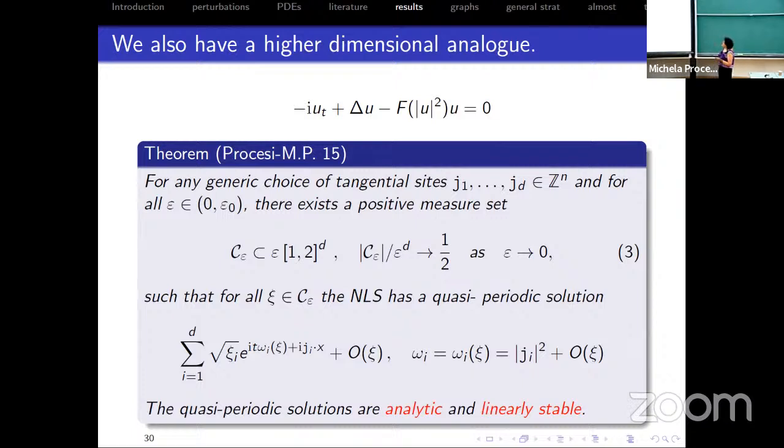Now, again, you can produce a generic choice of tangential sites, J1, ..., JD, in the Fourier space, which is Z to the n. And then you can find a quasi-periodic solution, which is a linear solution plus a small correction. And the linear solution is supported on J1, ..., JD. And again, the actions, so ξ1, ..., ξD, the amplitudes of the linear solutions, should live in a Cantor set, which is in a small ball in your parameter space. The only difference is that here, instead, the asymptotic measure goes to 1/2 instead of 1. But this is a rather technical reason that I will try to skip. And again, the solutions that I find are analytic and linearly stable.